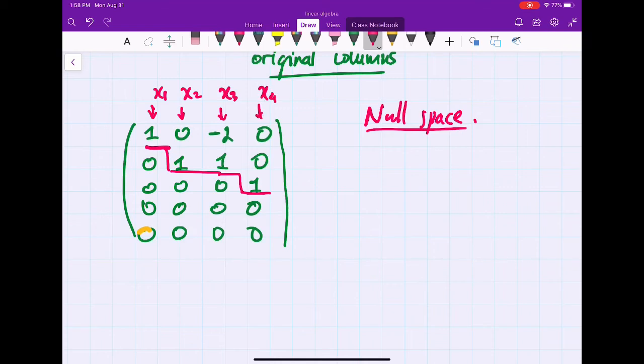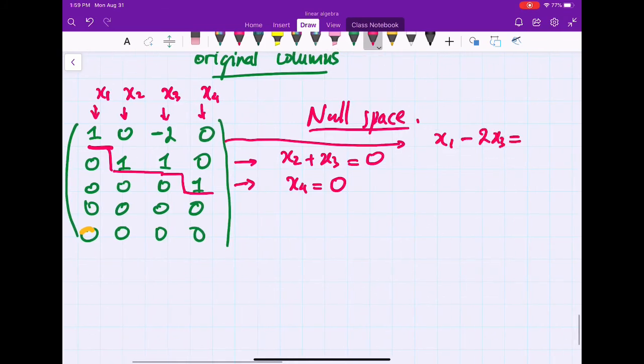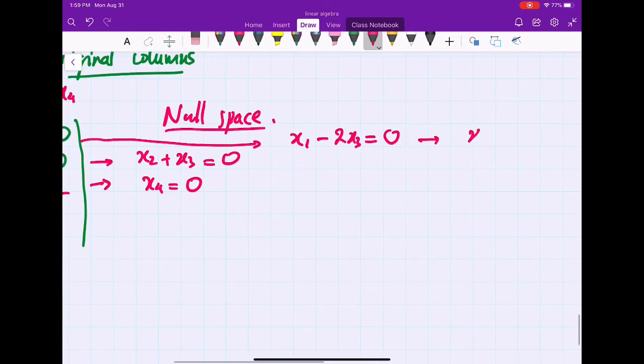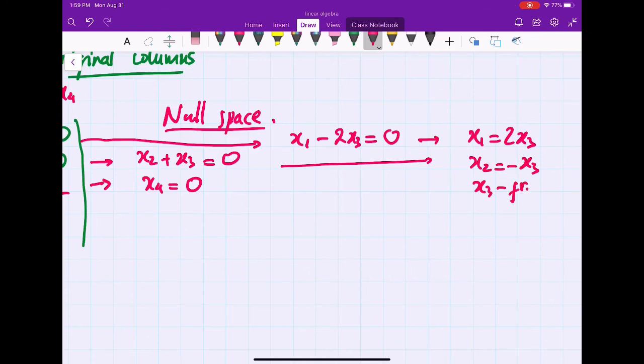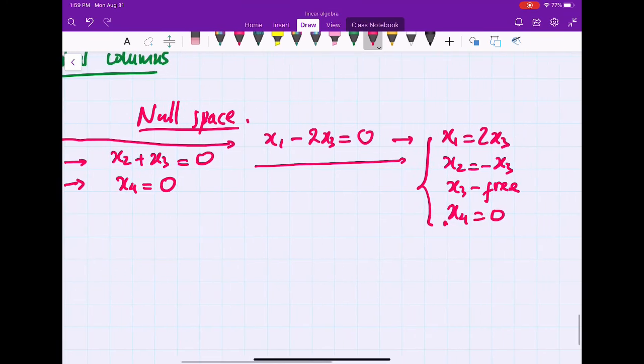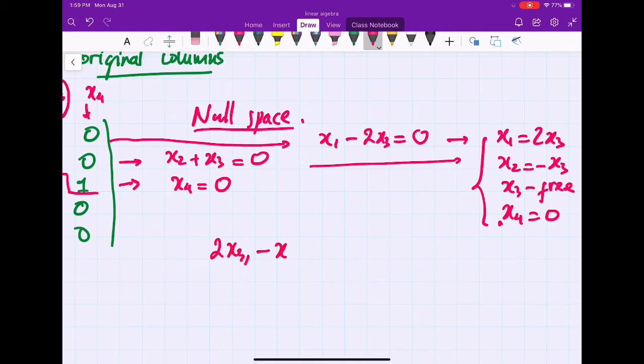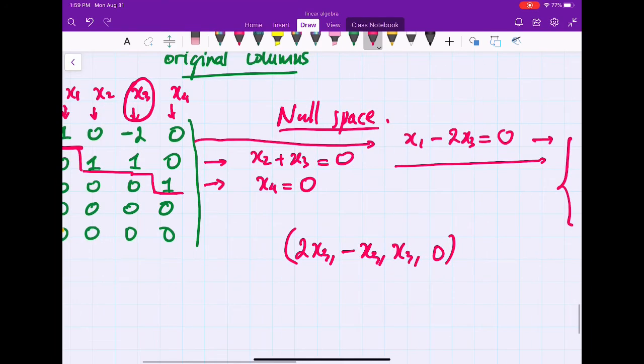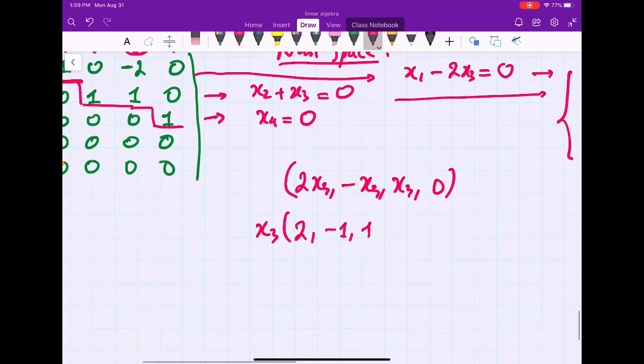So from the third equation, I have x4 equal to 0, right? From the second one, I have x2 plus x3 equal to 0. And from the very first one in here, I write the equation right here: x1 minus 2x3 equal to 0. So it's obvious that x3 will be the parameter. So x1 is 2x3. From here I get x2 is negative x3, x3 is x3, and x4 is 0. Then the general solution looks like this: 2x3, negative x3, x3, and 0. And if you take x3 out, you get x3 times (2, -1, 1, 0).